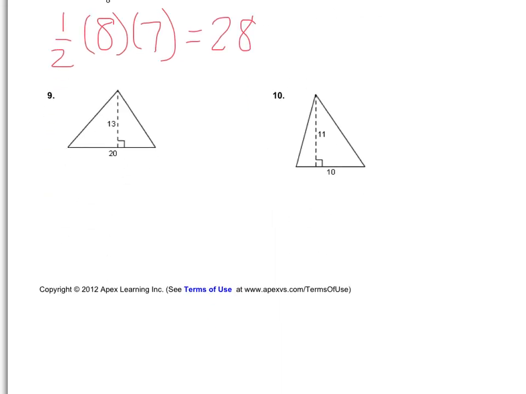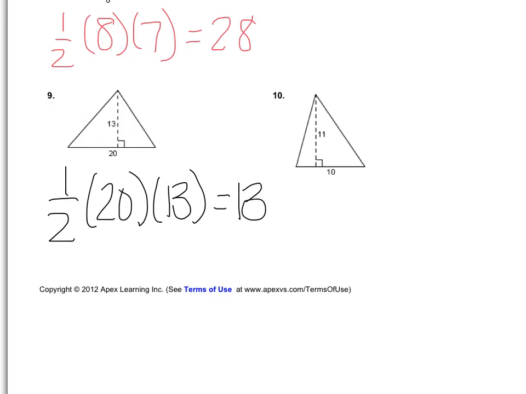And lastly, number 9, I'm going to do 1/2 the base, which is 20, times the height, which is 13. If you put that in the calculator, it's going to give you 130.